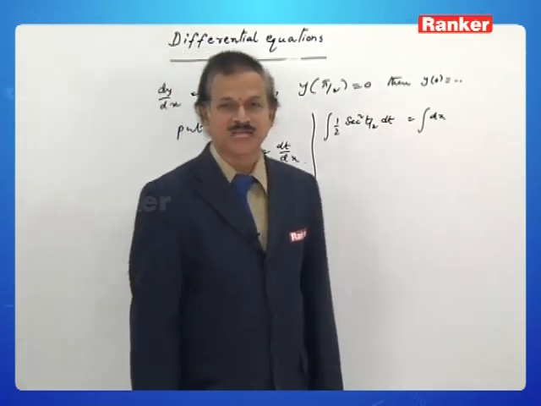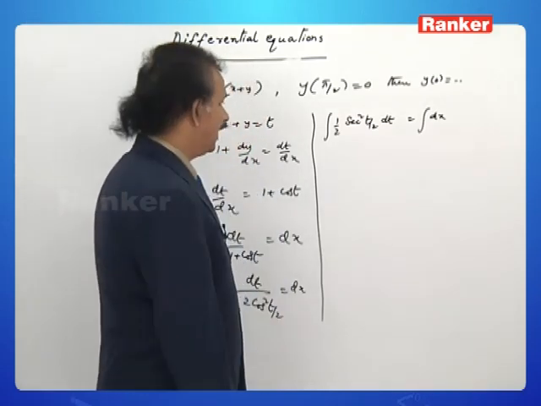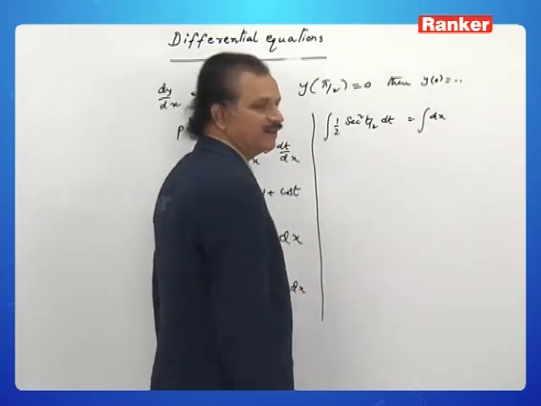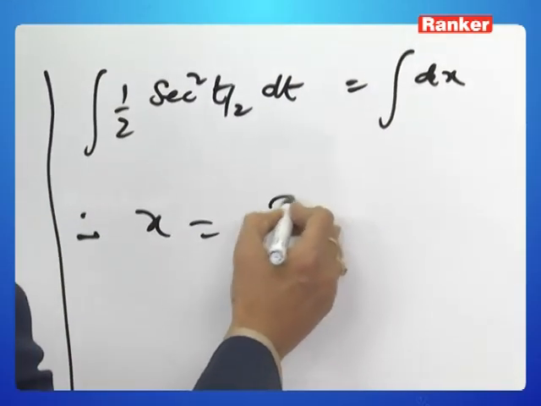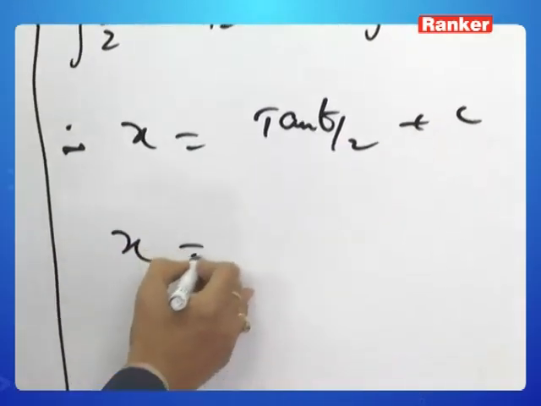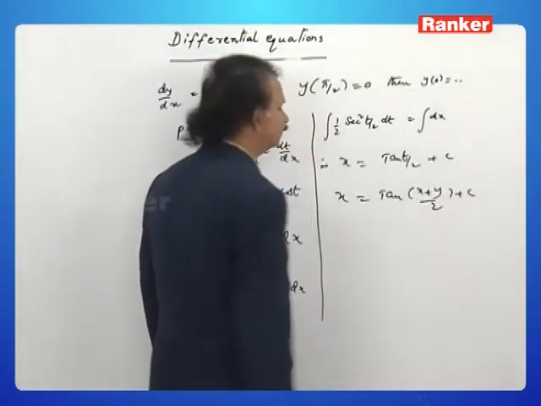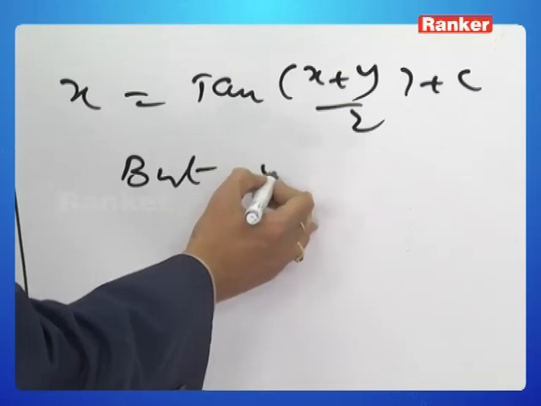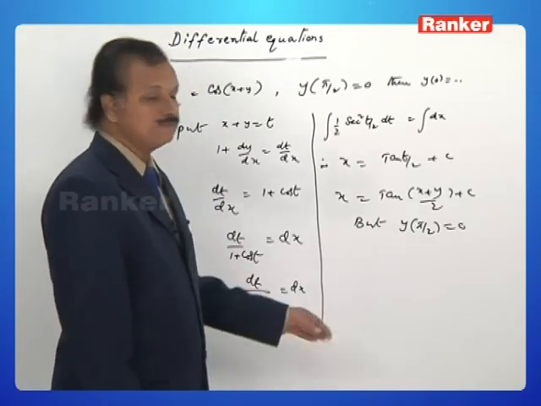Now it is our duty to know c and y of 0, isn't it? For that purpose, you introduce the constant on the left hand side instead of the right hand side. It becomes an easier process. Therefore, x = tan(t/2) + c, or x = tan((x + y)/2) + c. Now, y at π/2 is 0, so it passes through the point (π/2, 0).